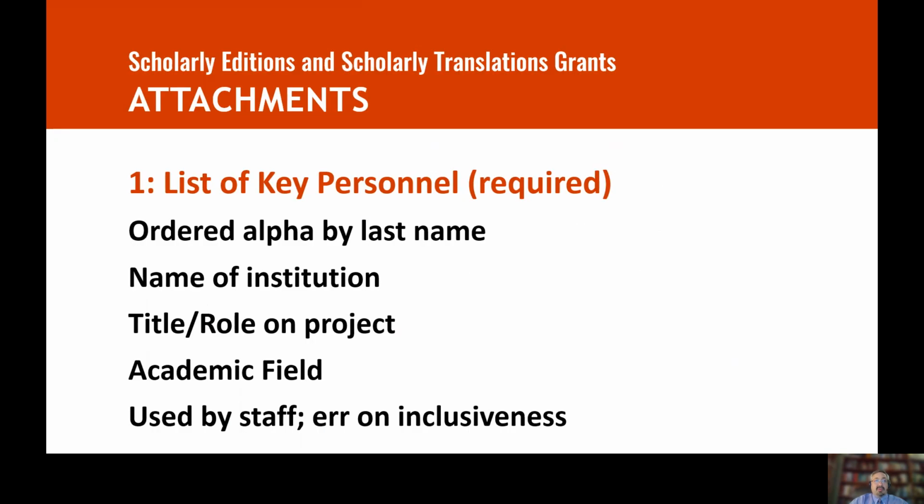So the first one is key personnel, and the way that we want it created is alphabetical by last name, as opposed to broken up into roles. Part of it is to help us make sure we don't have any conflicts of interest, or that folks aren't working on multiple projects at the same time in the same grant year that they're applying. So this is a helpful thing for us, and it also gives folks an idea of the scope and the size of a team and what folks are doing.